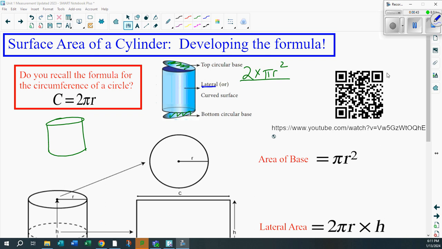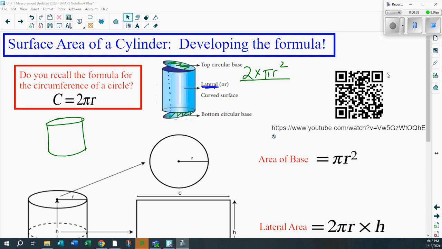Do you remember what the lateral means? The lateral means the side. So what is the lateral? Well, if you cut this down here like this, it's going to form something really interesting. Let's take a look at this.